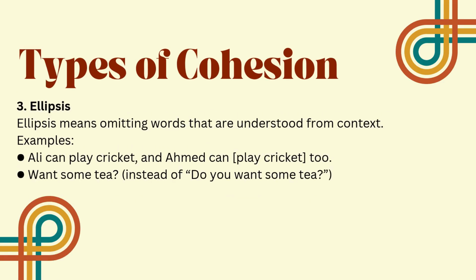Another device is ellipsis. Ellipsis means omitting words that are understood from the context. You can see the example: Ali can play cricket and Hamid can too. Want some tea? instead of Do you want some tea? The purpose of ellipsis is to avoid unnecessary repetition.